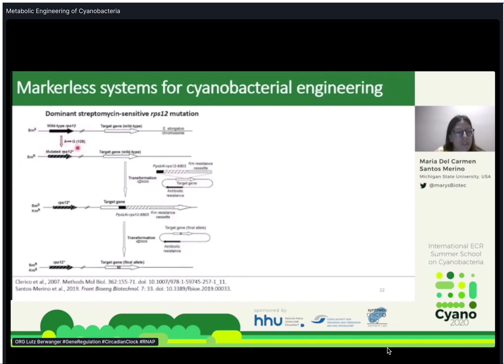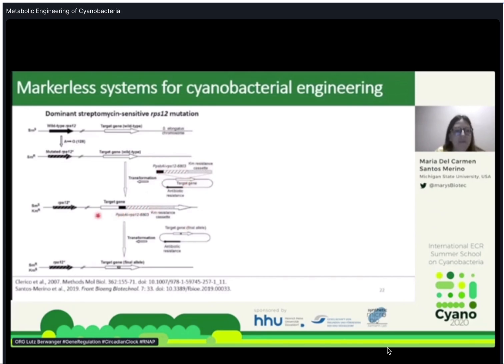And by doing this modification, our gene is going to be mutated, and our strain is going to be streptomycin resistant. After that, we are going to perform a transformation using a plasmid that is going to target our gene by introducing an RPS12 copy from Synechocystis and their RPSBA1 promoter and kanamycin resistance. This construction is going to recombine with the chromosome, and this part is going to be integrated in the chromosome.